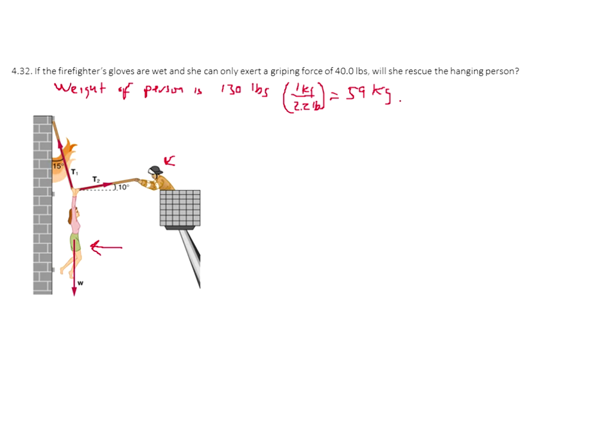So we want to know if this firefighter can hang on to the rope, her end of the rope, that this person is hanging on to here. So what we really want to figure out, and I'll put this in a different color because this mass was kind of a parenthetical thought, is T2. So is T2 less than 40 pounds? If it is, then the person is rescued.